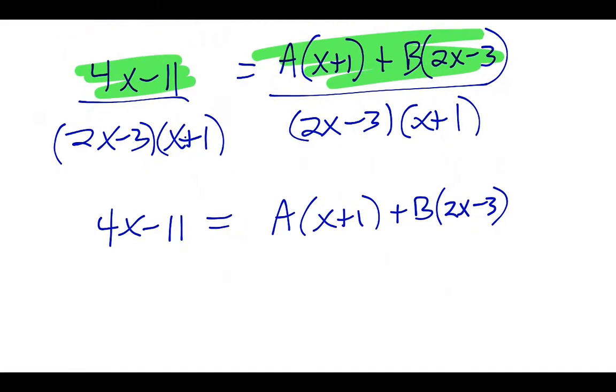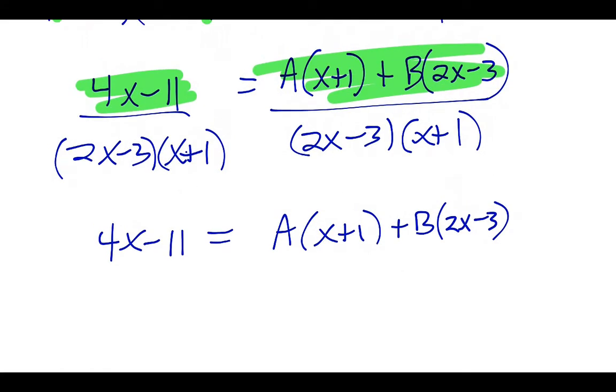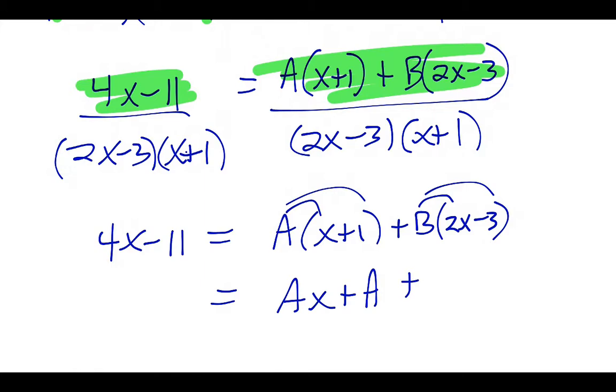Okay, and then the next piece is I'm going to rearrange the right-hand side so that I can line it up and make it look like the left-hand side and compare the values in here. So that's the end goal: you want to simplify the right-hand side, distribute the A, distribute the B, combine like terms. And this is b 2x, 2bx, minus 3b.